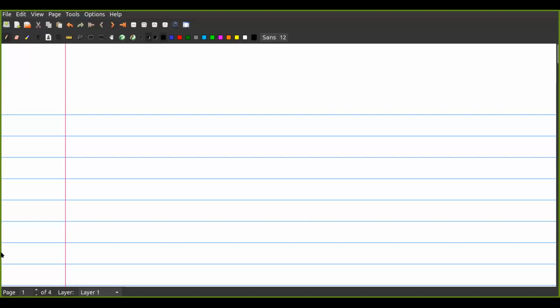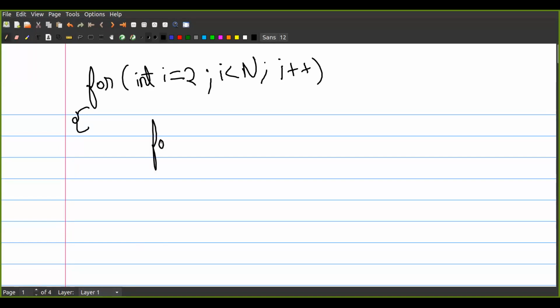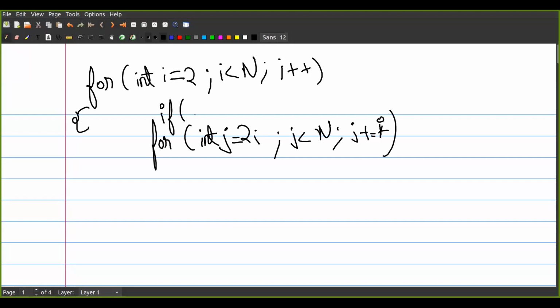Okay, so can you guys see my screen? Yeah. Okay, cool. So the algo for the Sieve was that we move to every number, check if it is prime, and if it is, we cut all the factors of it. So the approximate code for this will be: for int i equal to 2, i less than n, i plus plus, and for int j equal to 2i, j less than n, j plus equal to i. And we will only do this when we know that i is prime, so is prime i.